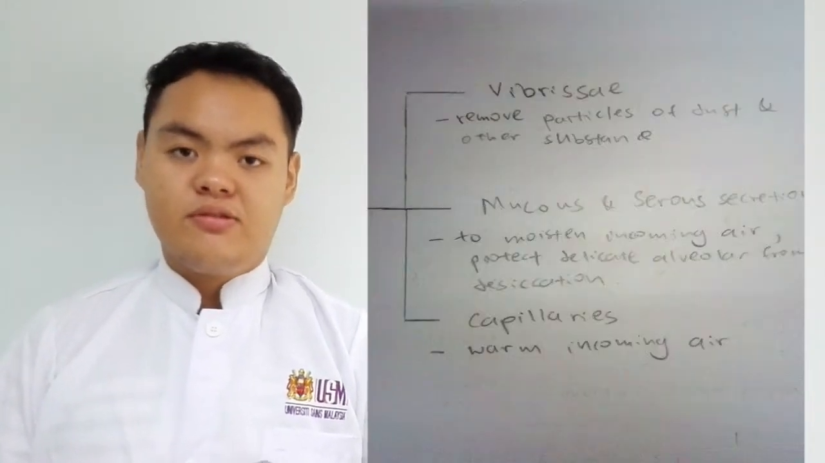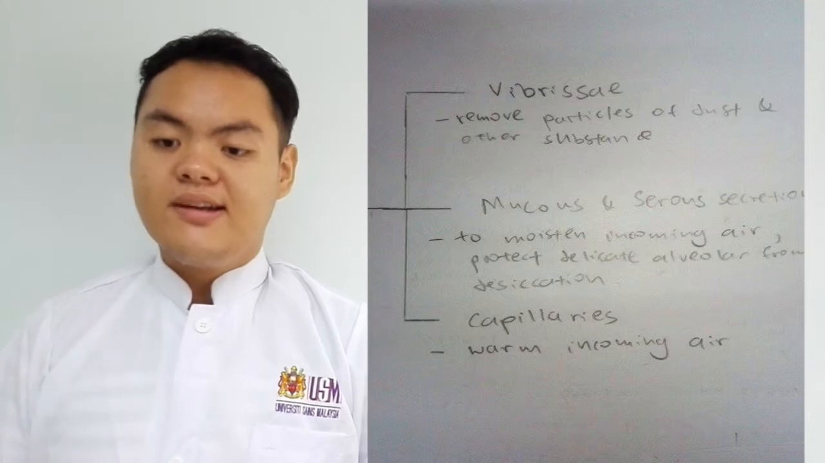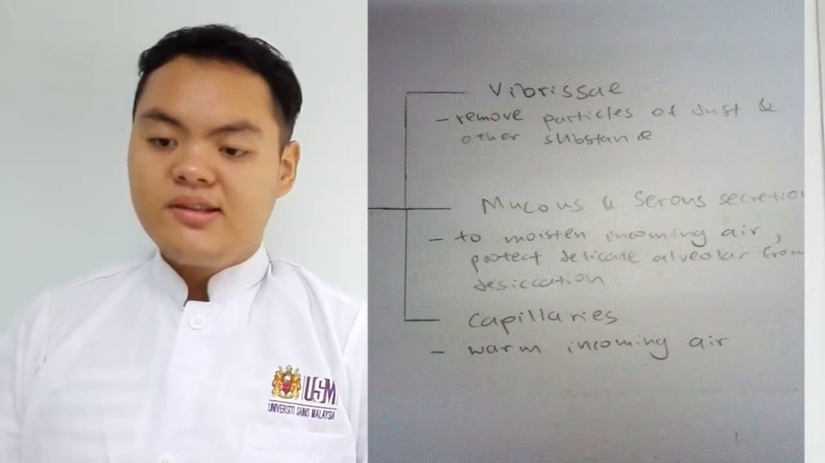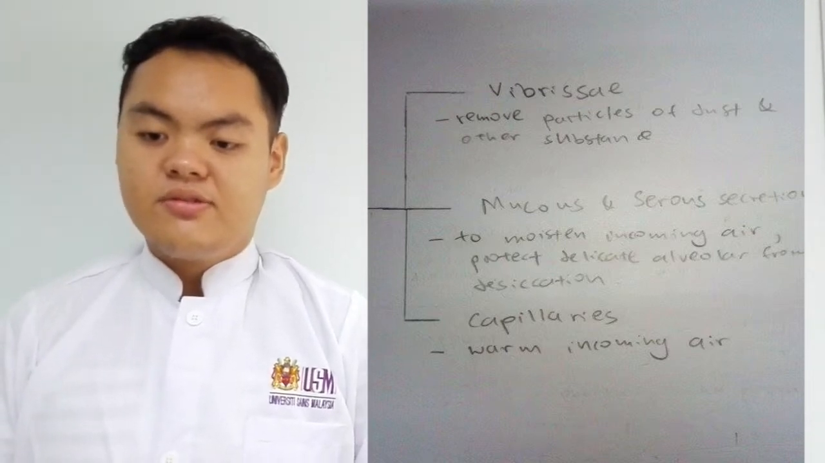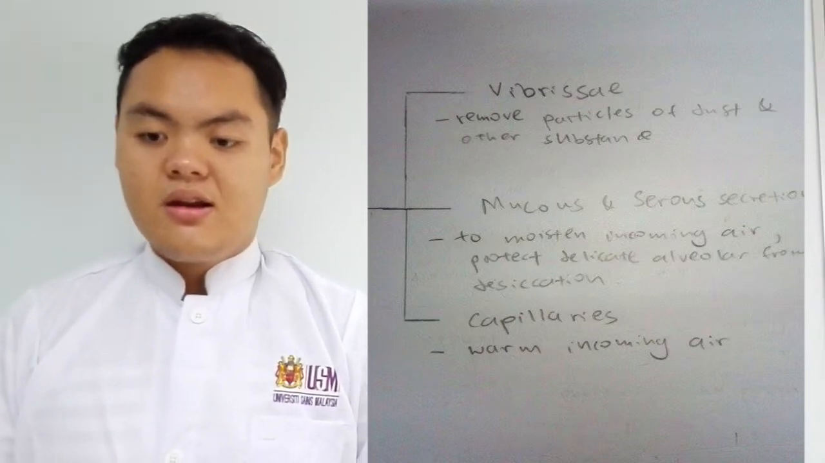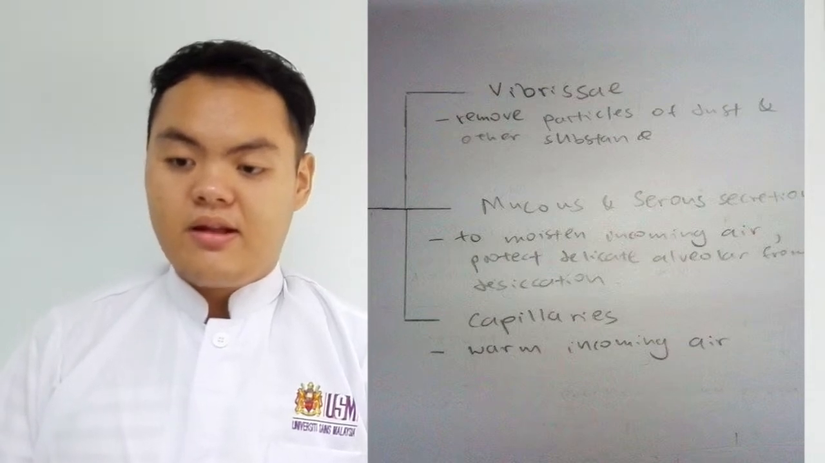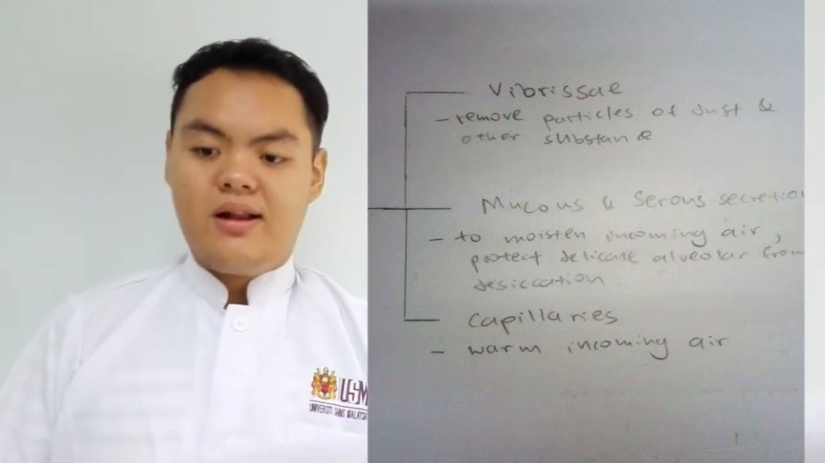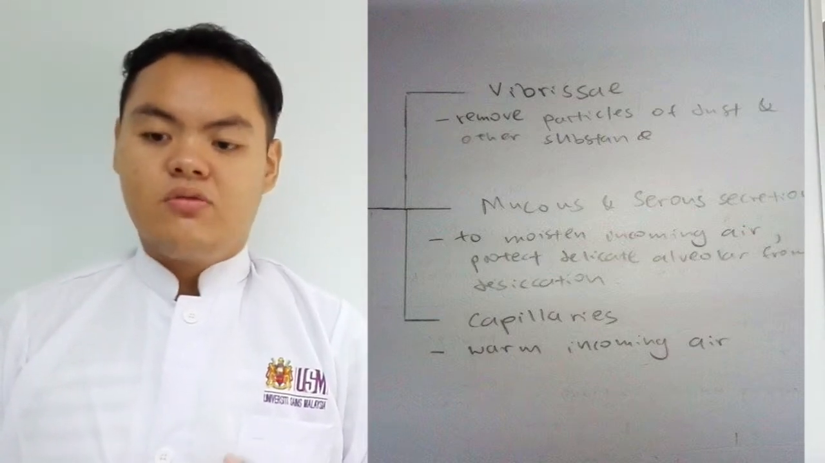As I mentioned before, the function of the conducting portion is to condition the inspired air. To do this, we can find vibrissae, which remove particles of dust and other substances, and mucus and serous secretion, which moisten the incoming air and protect the delicate alveoli from desiccation, while capillaries we can find also to warm the incoming air.